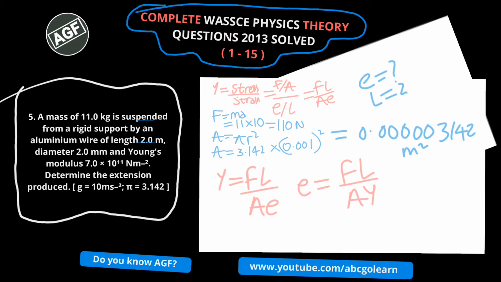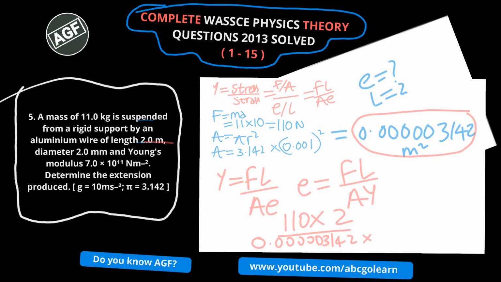So now let's substitute our values into this equation. We have the force to be 110, so just write 110. Multiply 110 by L. We've known L to be 2, as I was telling you the other time, the length of the wire. Over the area, we've gotten the area to be this, right? So you write it there, 0.0000003142.